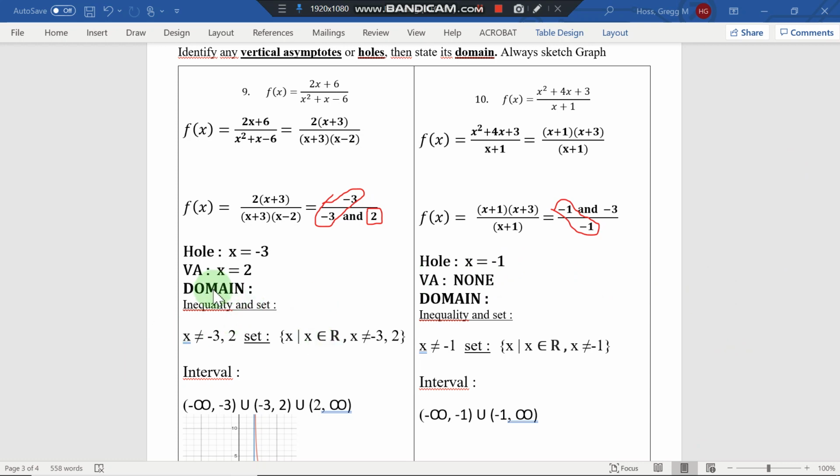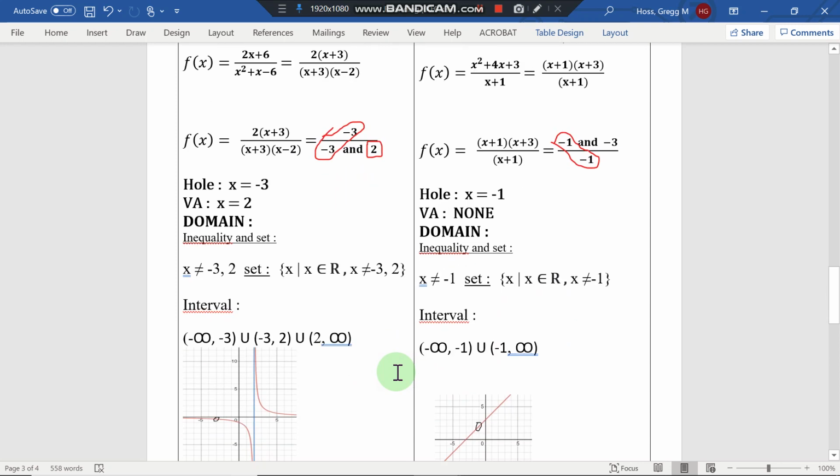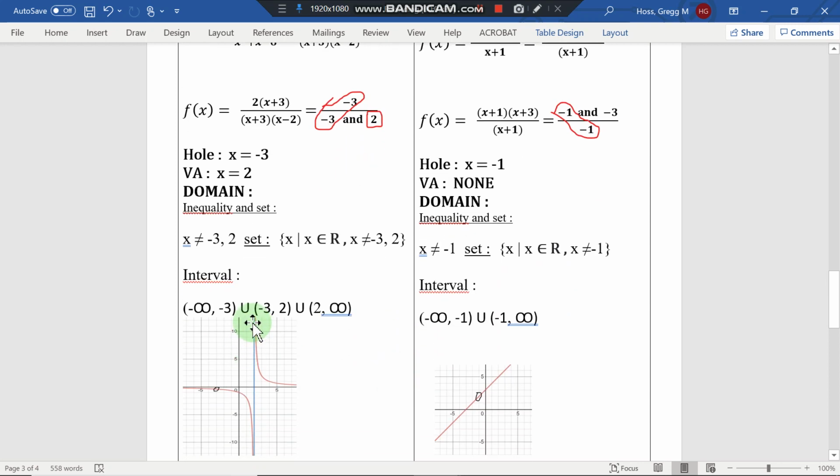All right, for domain, we take the zeros of the denominator and we exclude them from the domain. So x cannot equal negative 3 or 2. Interval notation is written down here. Negative infinity to negative 3, union with negative 3 to 2, union with 2 to infinity. Okay, and there's a visual. There's our asymptote at x equals 2, and our hole would be at x equals negative 3.